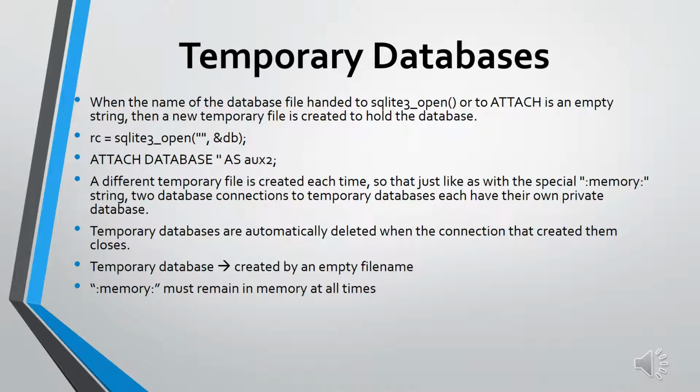Even though a disk file is allocated for each temporary database, in practice the temporary database usually resides in the in-memory page cache, and hence there is very little difference between a pure in-memory database created by :memory: and a temporary database created by an empty file name. The sole difference is that a memory database must remain in memory at all times, whereas parts of a temporary database might be flushed to disk if the database becomes large or if SQLite comes under memory pressure.